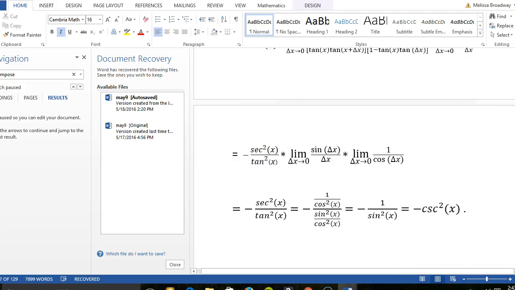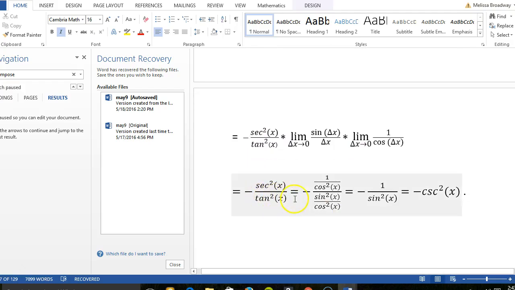But there's a prettier way to say that, though. That's going to equate to the negative cosecant squared, because negative secant squared over tan squared is negative 1 over cos squared over sine squared over cos squared. But we can kill the cos squareds by the laws of algebra, and we get negative 1 over the sine squared here. And that's negative cosecant squared right here.